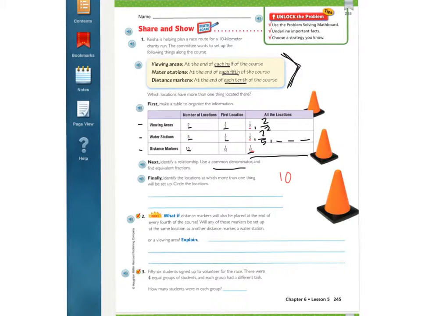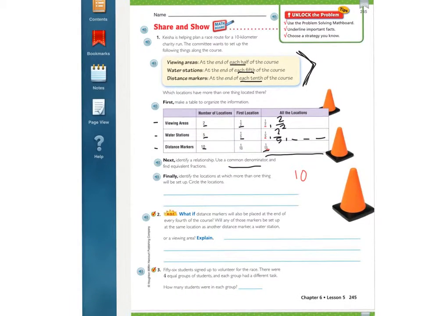On a separate sheet of paper, go back and look at all of your fractions for halves and all of your fractions for fifths and try to find common denominators of 10. Once you have found all the common denominators, you will be able to identify the locations at which more than one thing will be set up. Circle those locations.